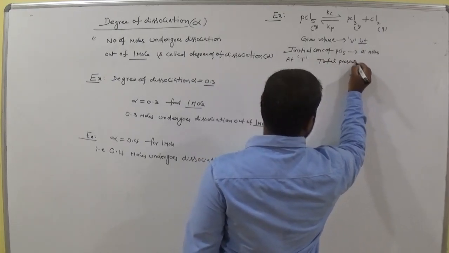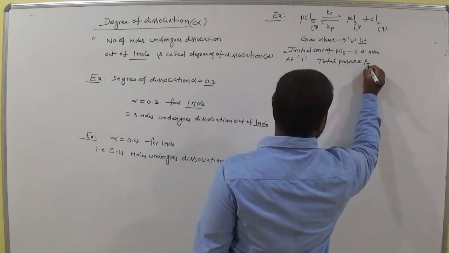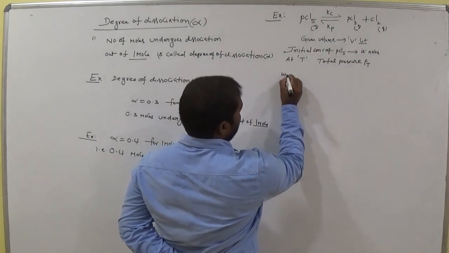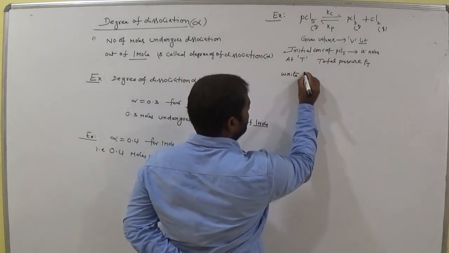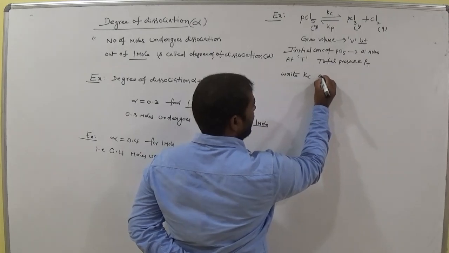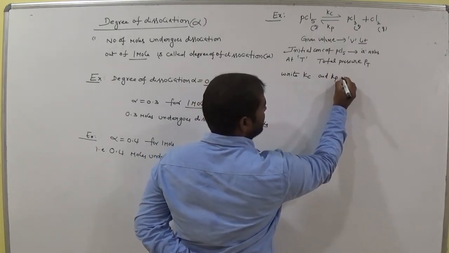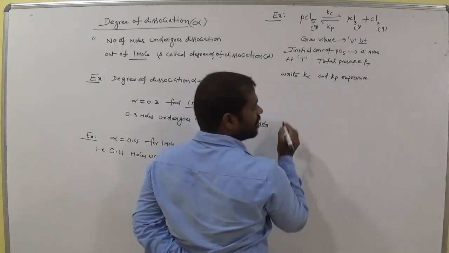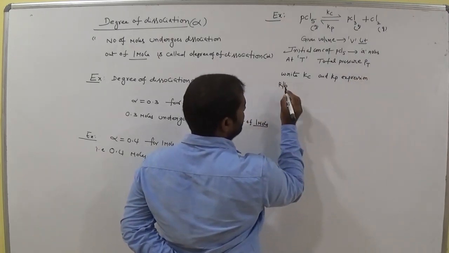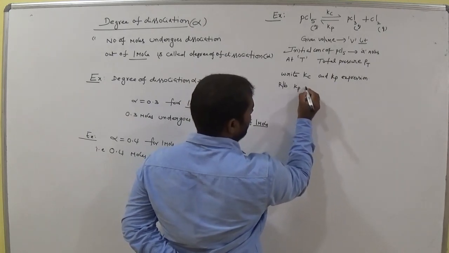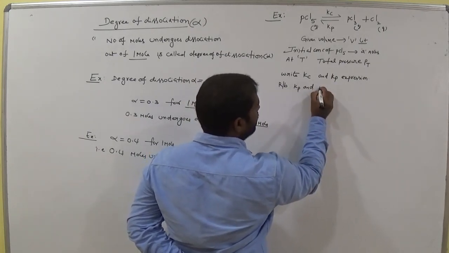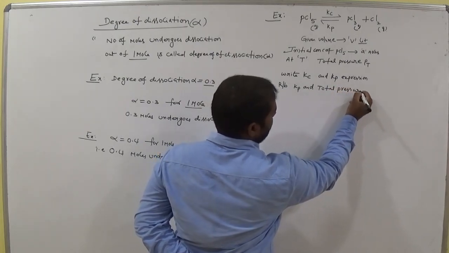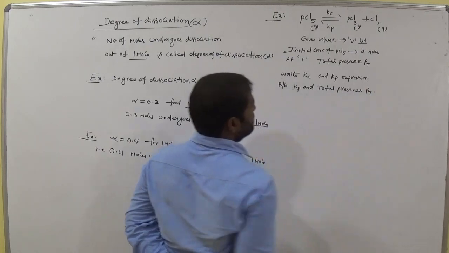at temperature T, and total pressure is taken as, suppose, PT. Then write the Kc and Kp expression and the relation between Kp and total pressure PT.